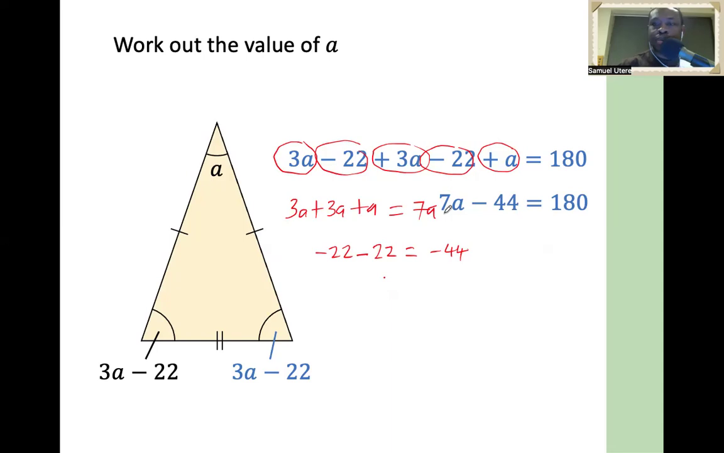Now remember, you have to solve this equation. So we have to add 44 because we want A to stand on its own. The thing that is preventing us at the moment is the 44. We add 44 to the other side as well, because whatever you do to one side, you have to do to the other side of an equation. So you're left with 7A equal to 224. Next, to make A stand on its own, you divide both sides by 7. So A is equal to 32.